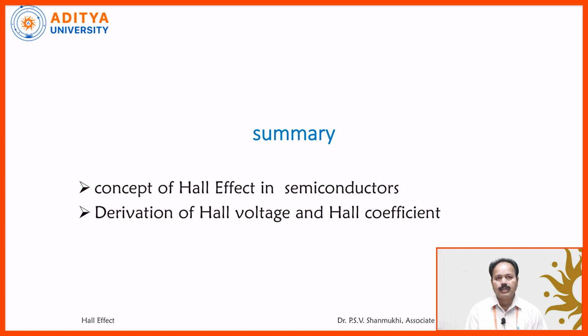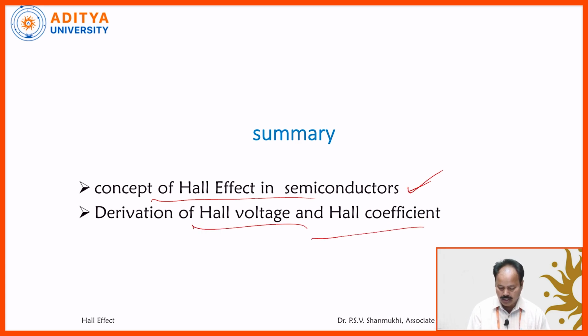Coming to the summary, in this Hall effect experiment, we have discussed the definition and the concept of Hall effect. When a current carrying semiconductor slab is subjected to a transverse magnetic field, then voltage is developed perpendicular to both current and magnetic field directions. That developed voltage is called Hall voltage and the phenomenon is called Hall effect. We derived the Hall voltage expression VH and the Hall coefficient RH also.